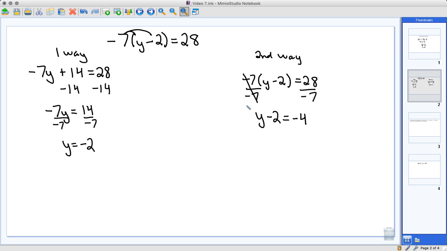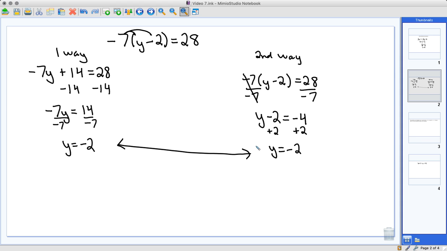Now that is a one-step equation that we did the other day. So then I add 2 to both sides. I get y is negative 2. Notice what has happened. Both ways you get the same answer. So what I want you to do is decide which way you like the best, and stick with it. It's easier not to have to go back and forth between the two. Stick with one way, use that way that makes most sense to you.